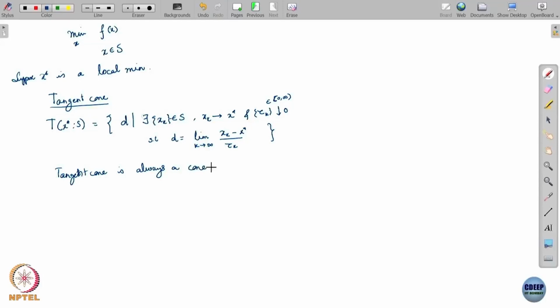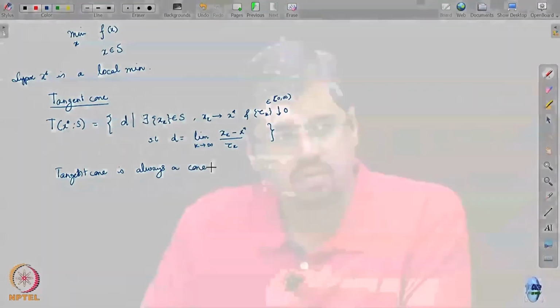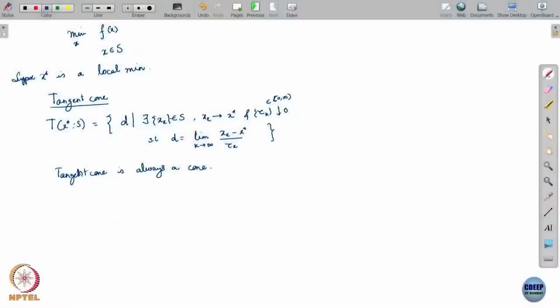Now, it is a cone, but what sort of set is it? To get some intuition, let us see what this particular thing, the limit of xk minus x star divided by tau k, is actually saying.